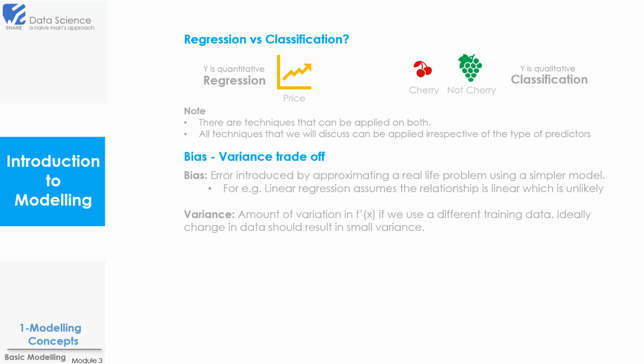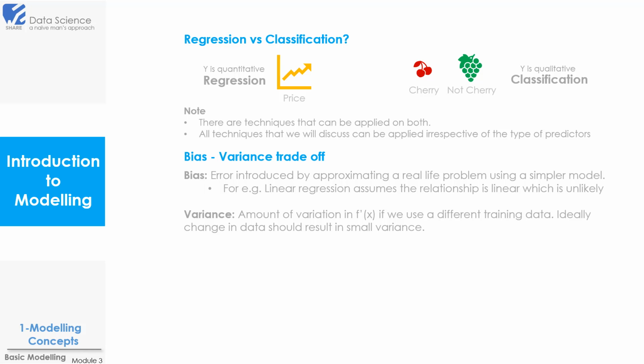Now let's say we build a model and it performed very well when we tested it based on our sample data. But then when we gave it new data, the performance of the model dropped. This is called variance. Ideally, our model should be generic. Change in data should result in small variance. That is the whole point of modeling. We take past information and then predict the future. But if our model is not consistent, then the whole purpose is defeated.